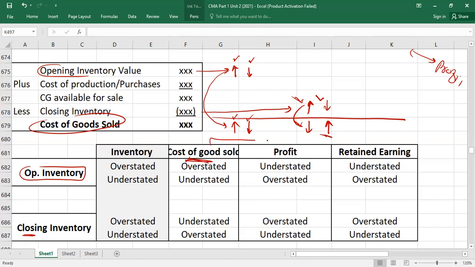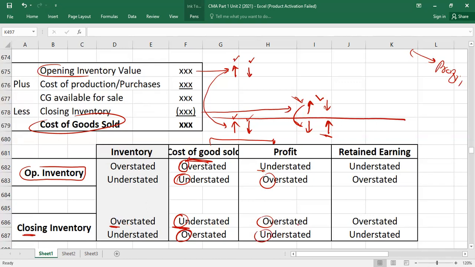Cost of goods sold and profit always have an inverse relation. If cost is overstated, obviously profit will be understated. If cost is understated, profit would be overstated. The opposite, right? And when closing inventory was overstated, cost of goods sold was understated. If it is understated, profit is going to be overstated, right? Here, if cost of goods sold is overstated, profit is going to be understated.